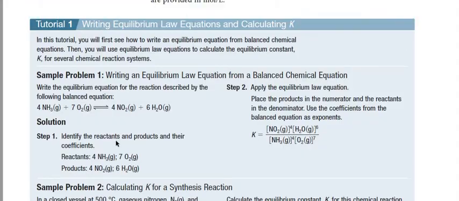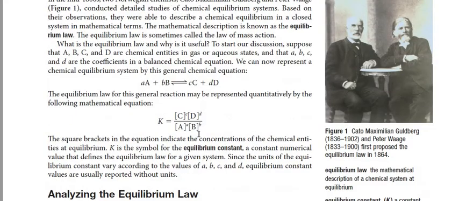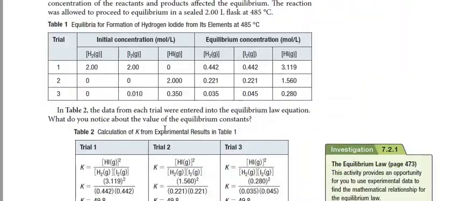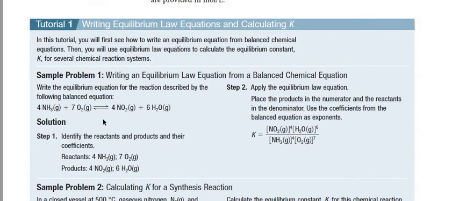If we go back to the original equation we had, we need to write the products in the numerator, and then in the denominator we put the reactants. And for each chemical, we need to have the coefficient as the exponent. So the product is NO2 to the power of 4 times H2O to the power of 6, divided by NH3 to the power of 4 times O2 to the power of 7. So that is the equilibrium law equation for this balanced chemical equation.